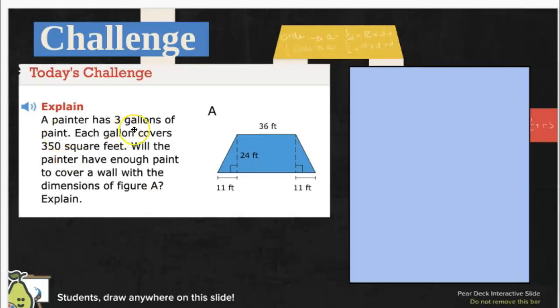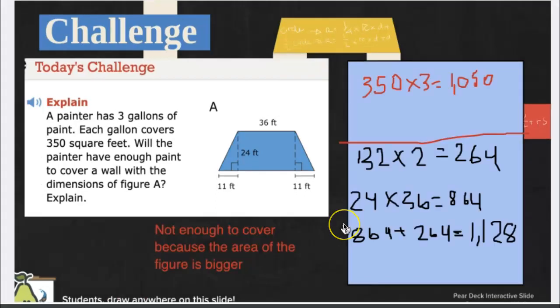A painter has 3 gallons of paint. Each gallon covers 350 square feet. Will the painter have enough paint to cover the wall with the dimensions in figure A? And explain. I'll give you a minute to work on it. Let's try, and I will show you the answers of my students. I have here an answer.